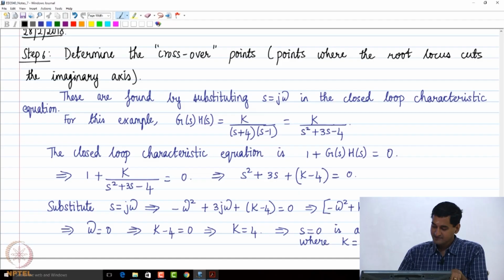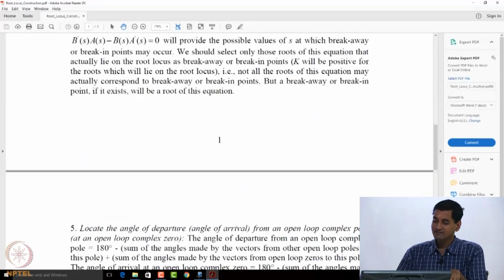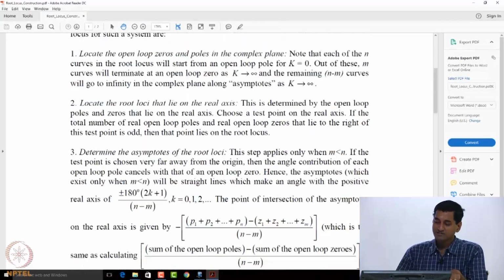So we are looking at the root locus. Let's go back and recap what we did. Let me go back to this document and then I will come back to this notes file. If you recall, we did 5 steps.